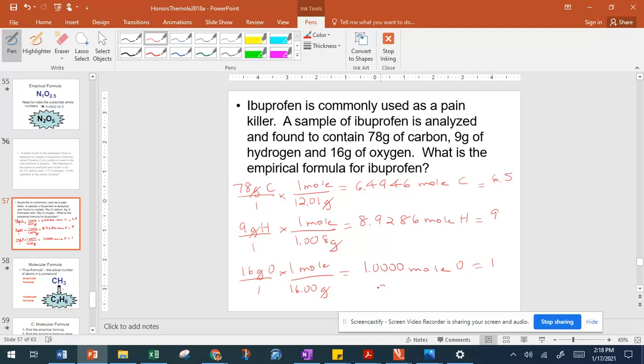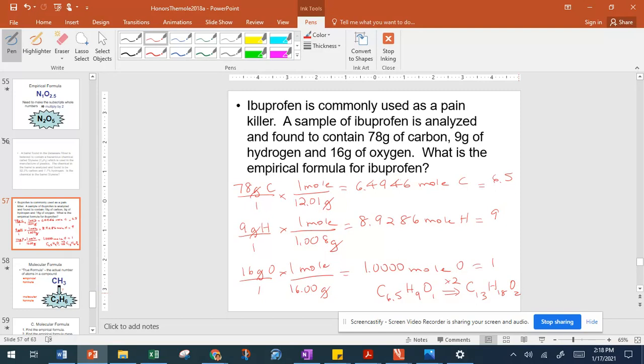So we get C6.5, H9, O1, and we're going to multiply each of those subscripts by 2 to get C13H18O2. So that is our formula for ibuprofen.